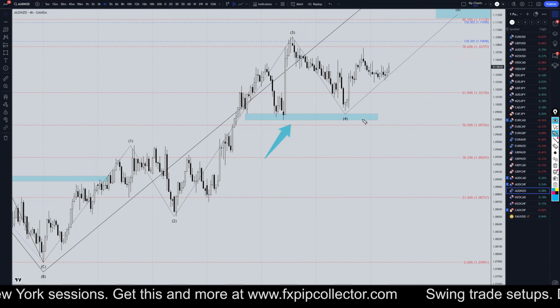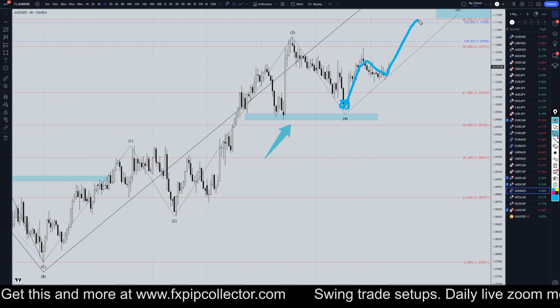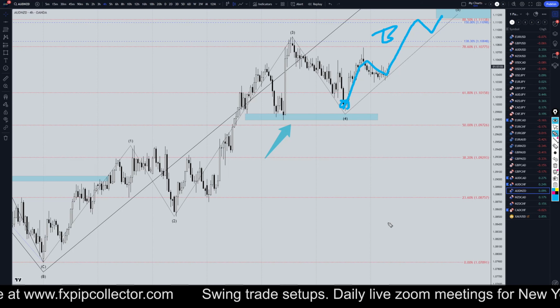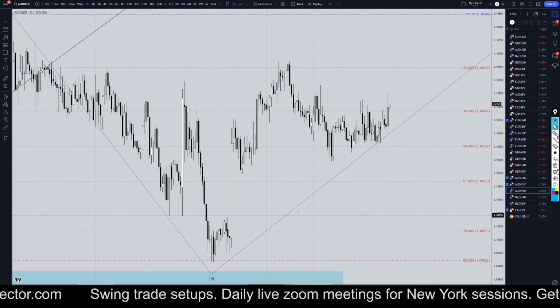I'm already long on this. I've been long since way back here. I'm hoping that it's just going to go up now and make a wave 5, but if it does make a wave B, then we'll be aware of that and we'll be ready for that. So taking it down to the 1-hour time frame.